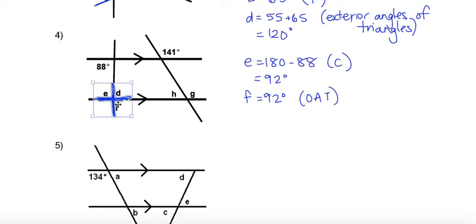So I can find D by using a Z pattern. So I'm going to draw my Z here. So D is going to be the same as 88. So D is 88 degrees, and I'm using the Z pattern to figure that out.